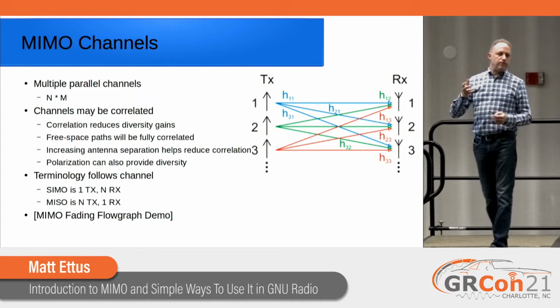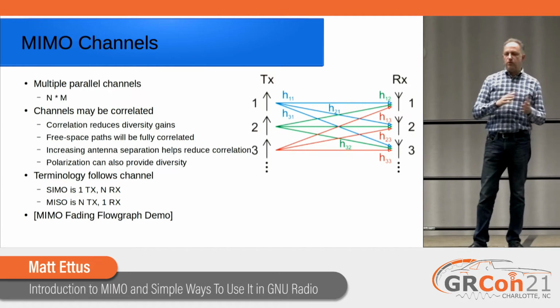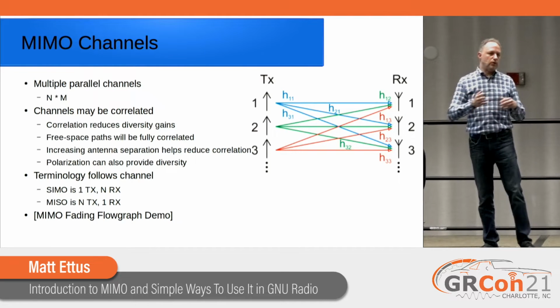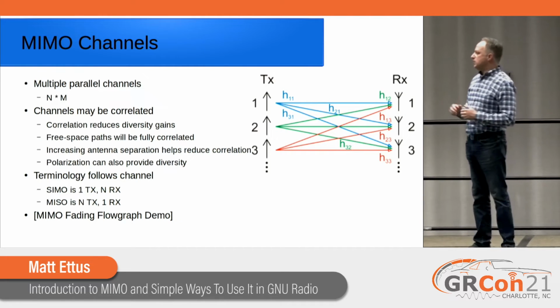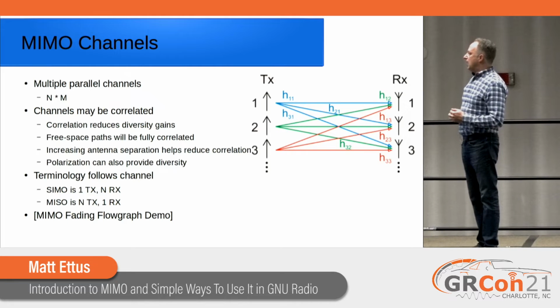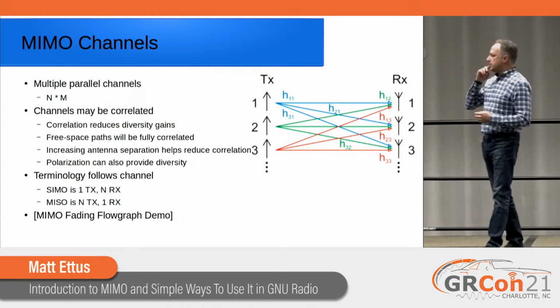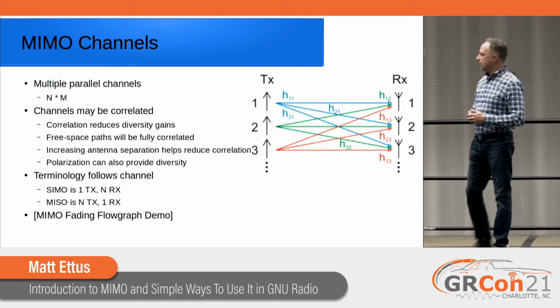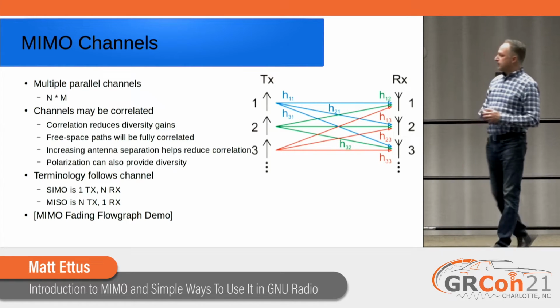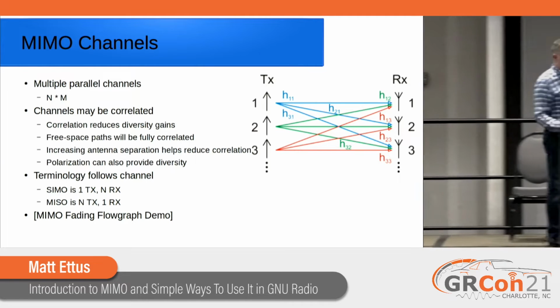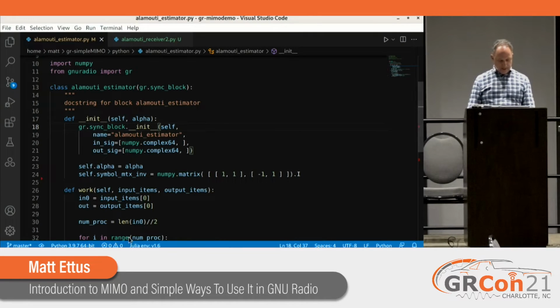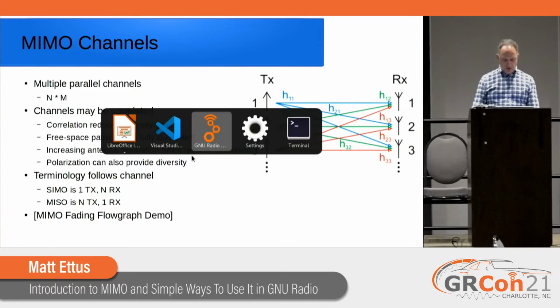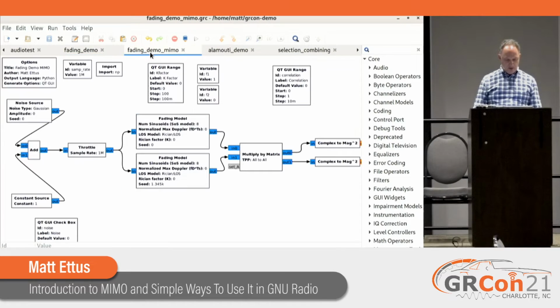And we can also get diversity through polarization. Of course, that's limited to two ways, either horizontal, vertical, or left, right. But that can be useful at small numbers. And so the terminology, as I say, follows the channel. If you're pedantic, SIMO is one transmit, and MISO is one receive. And so now I'm going to show a similar flow graph, except this time it is with MIMO.